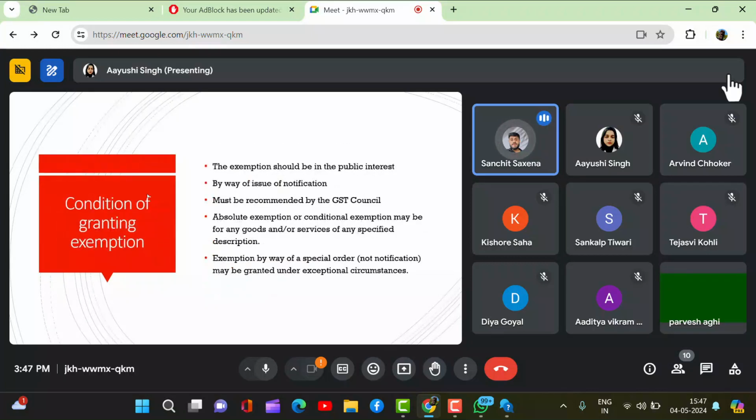And these are the conditions for granting exemptions. The exemption should be in the public interest. It should be by way of notification. It must be recommended by the GST Council. Absolute exemption or conditional exemption may be granted for any goods or services, and exemption may also be by way of special orders.